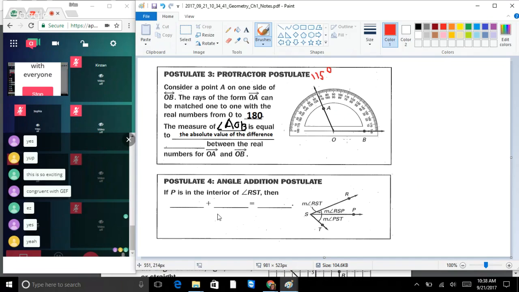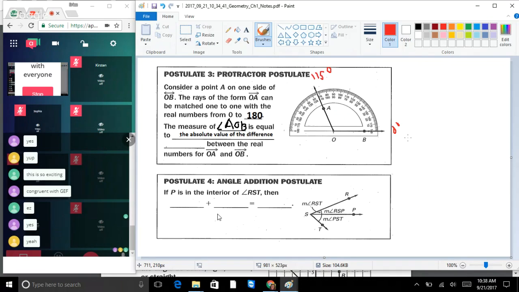Degrees, if I can draw that. And ray OB is measuring at 0. So the difference between 115 degrees and 0 degrees is 115 degrees. So we would say that the measure of angle AOB is 115 degrees. So we're just defining that rule. So now if you ever have to measure an angle, you don't have to say, the reason I can measure an angle is blah, blah, blah. You would just say that I can measure this angle because of the protractor postulate.